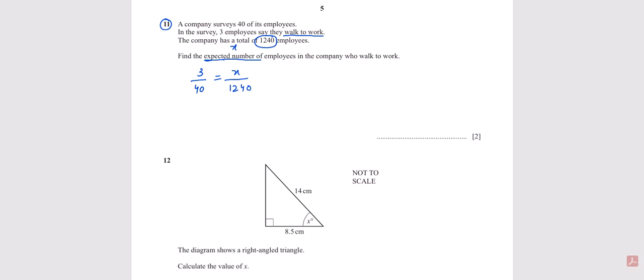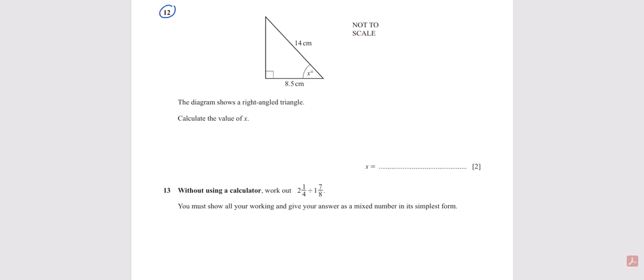1240. So 1240 shifts to the other side, it will multiply with 3. Multiply 1240 divided by 40 is equal to X. Calculate these values, we get 93. So X is equal to 93. The final answer is 93.